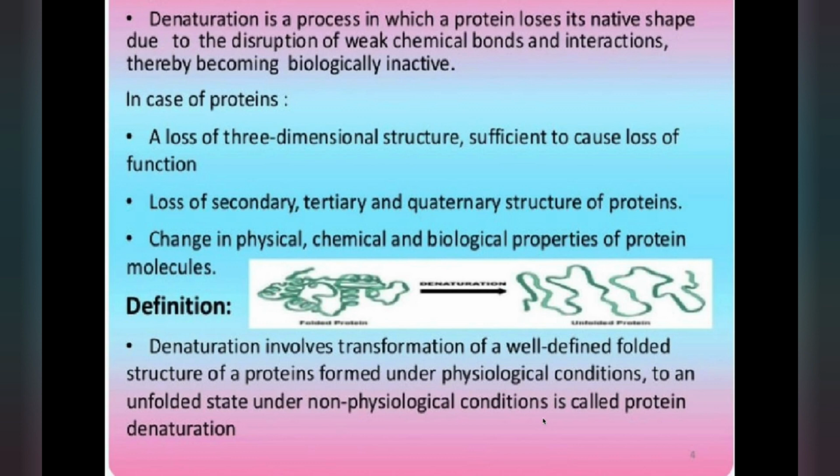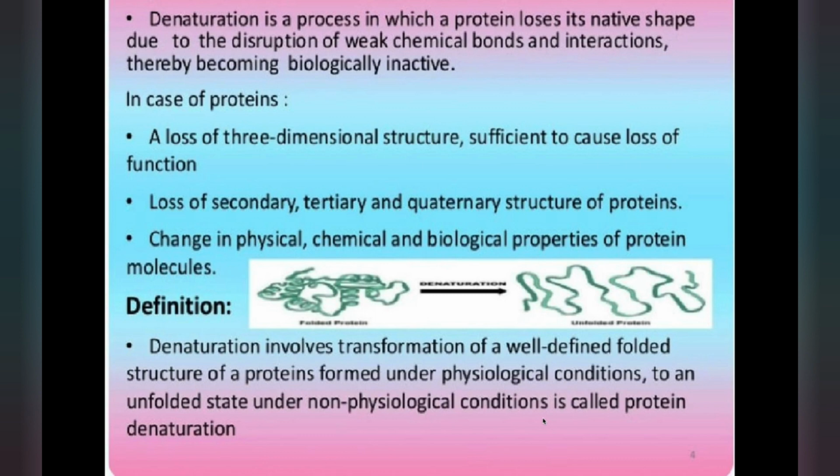Here we can see that a protein loses its native shape because the weak chemical bonds which are present are disrupted, and they become biologically inactive. So what happens in the case of proteins is that the three-dimensional structure is lost, and it is sufficient to cause the loss of function as well. And secondary, tertiary, quaternary structure of proteins as well are lost. And then the change in physical, chemical, and biological property of protein molecules all are affected.